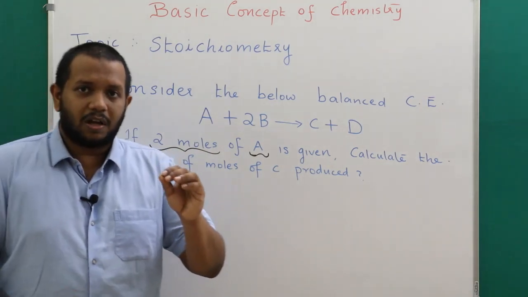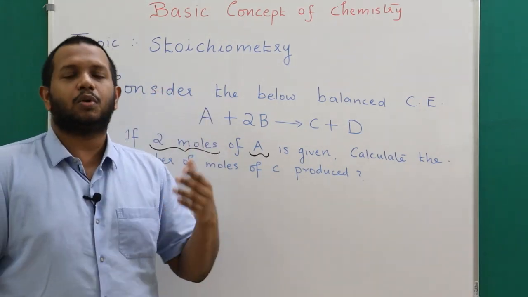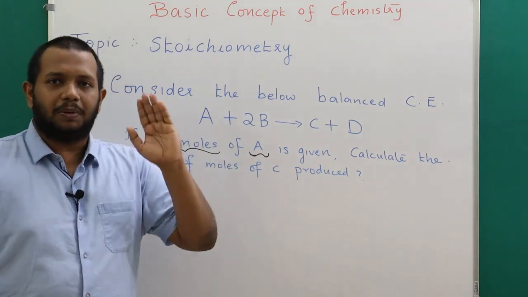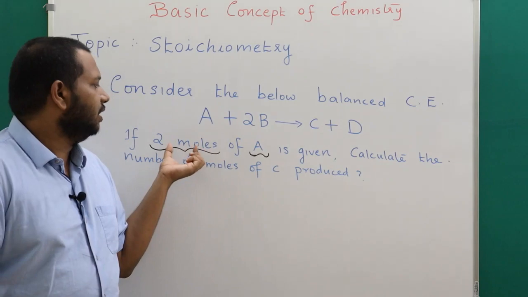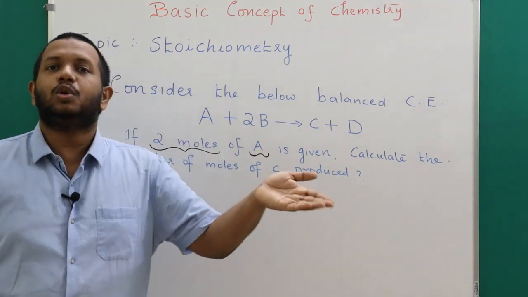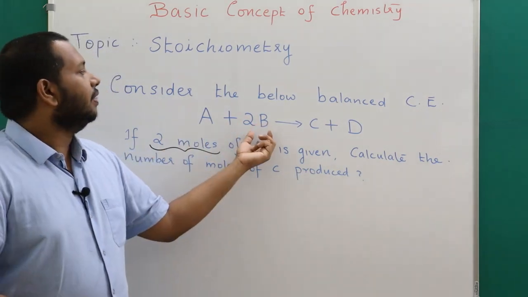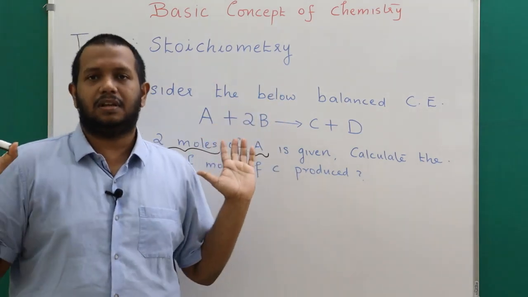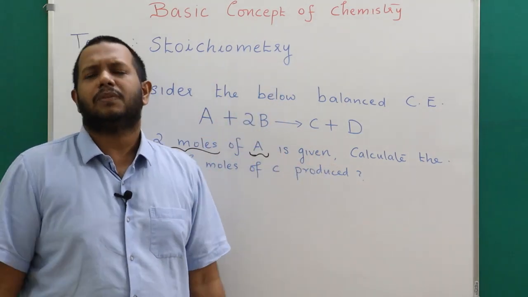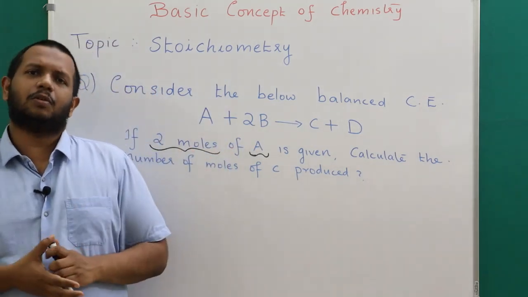So here is where you need to assume things. Please listen, if the quantity of only one reactant is mentioned, then you need to take that the other reactant, B, is available in excess. Plenty of B is available. Now how you can assume that, I will also tell.